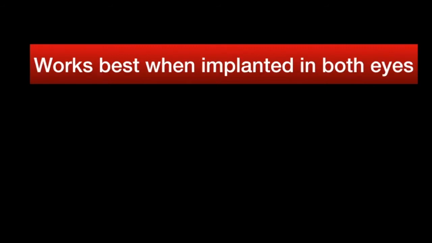These lenses work best when they are implanted in both eyes. There are a lot of times when the patient is not able to operate the other eye soon after the first eye surgery. So during this period, patient may find it difficult doing activities without glasses. Once both eye implantation is done, in some patients it may take up to 1 year to get fully adjusted.